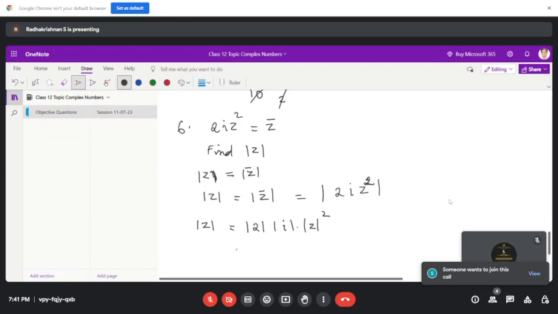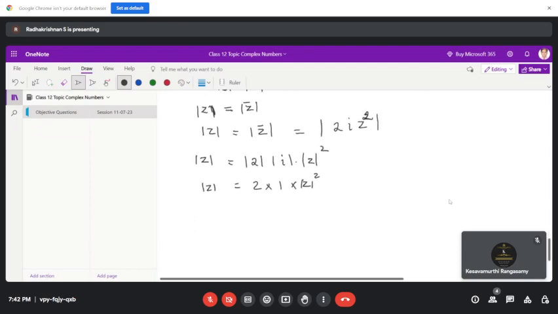So now you see, what is the value of mod of 2? 2, sir. 2. What is the value of mod of i? 1, sir. 1. Very good. So you get mod of z equal to 2 times mod of z square. Therefore, what is mod of z? So you can cancel out one of the mods. So now 2 times mod z equal to 1.